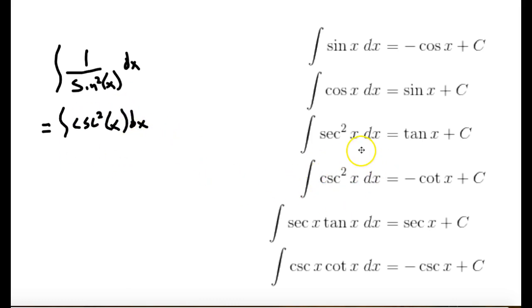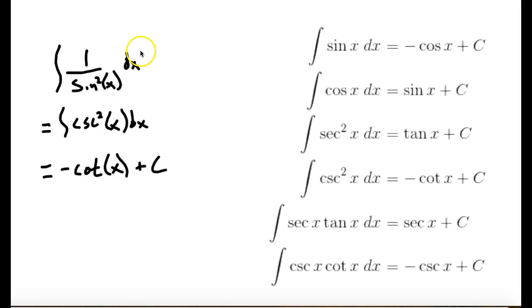Now, that's pretty easy to take the antiderivative of. The antiderivative of cosecant squared is just negative cotangent of x plus c. So always, always, always keep those reciprocal identities in the back of your mind. If you forget them, look them up. Sine and cosecant are reciprocals, cosine and secant are reciprocals, and tangent and cotangent are reciprocals of each other. So keep that in the back of your head.